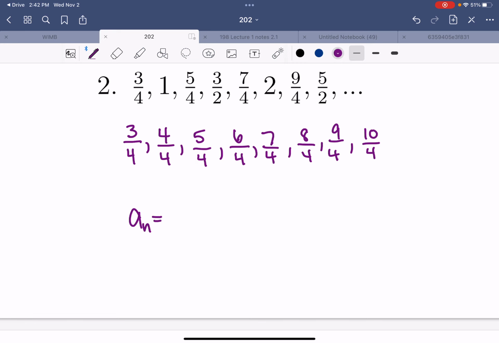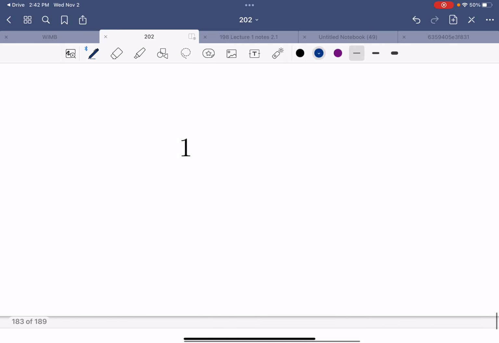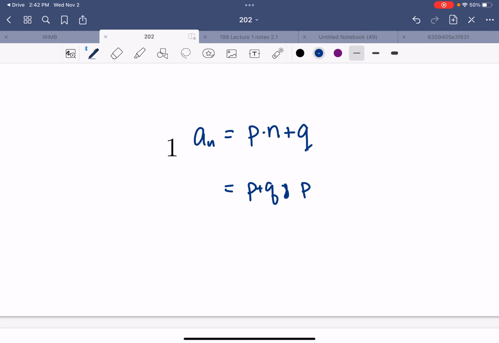So notice that the denominator is 4 for every single one of them. And then I'm starting at 3 and jumping by 1. So here's a little side note. If you have, and I don't want to use a, let's use p times n plus q, right? If this were your sequence, then when you plugged in 1, you would start at p plus q. And then each time you're adding an extra p.